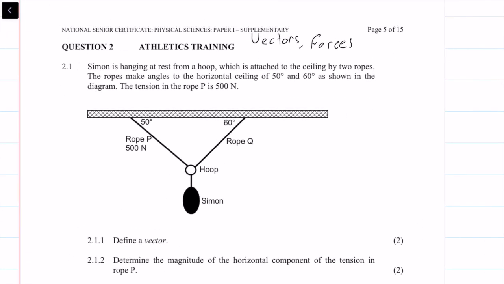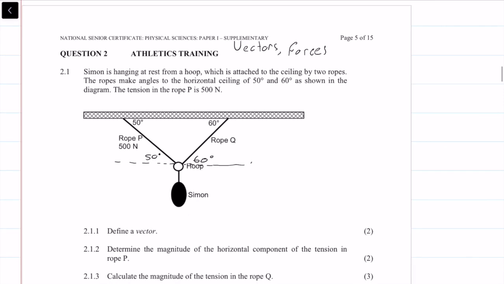Simon is hanging at rest from a hoop which is attached to the ceiling by 2 ropes. The ropes make an angle of 50 degrees and 60 degrees as shown in the diagram. The tension in rope P is 500 newtons. The weight of Simon is not given. I want to add in here that this is also 60 degrees and this is also 50 degrees, using alternate angles and maths.